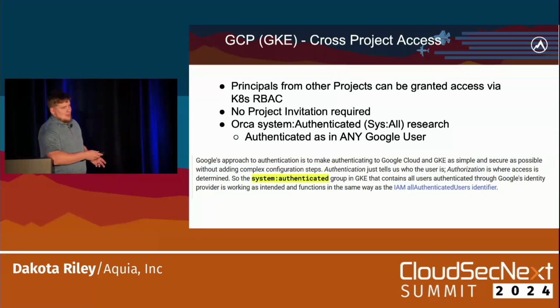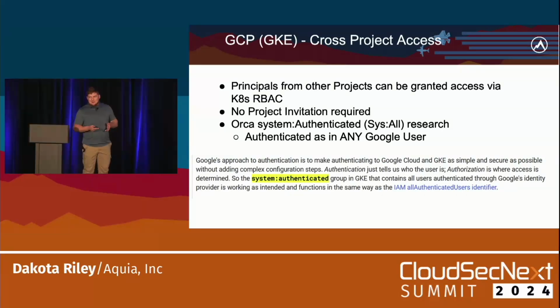And on top of that, the folks at Orca Security not too long ago released some research they were calling SysAll. Their research centered around the system:authenticated default group in Kubernetes. One might assume that in the context of Kubernetes, system:authenticated means authenticated in the context of the cluster, or authenticated in the context of whatever identity service I'm using. And in Google Cloud, it actually means any Google user.